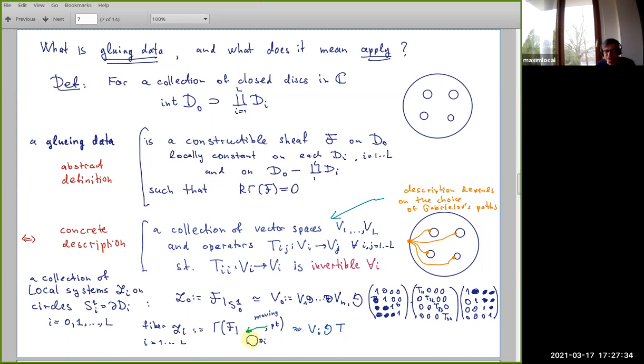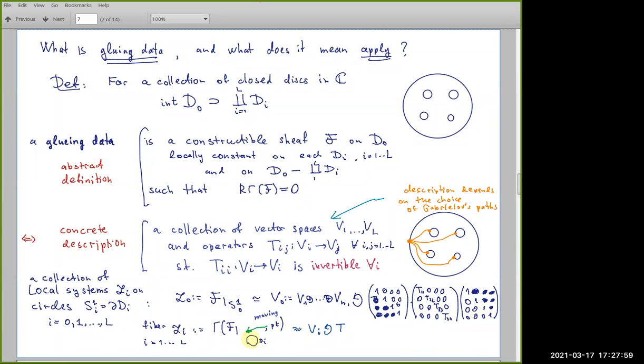It will be just a collection of super vector spaces V1, ..., VL, and a collection of operators between any ordered pair. And there is only one axiom: that the operators with the same index, Tii from Vi to itself, are invertible. So it's a presentation of some kind of very simple quiver, a complete graph with the condition that any loop is invertible.